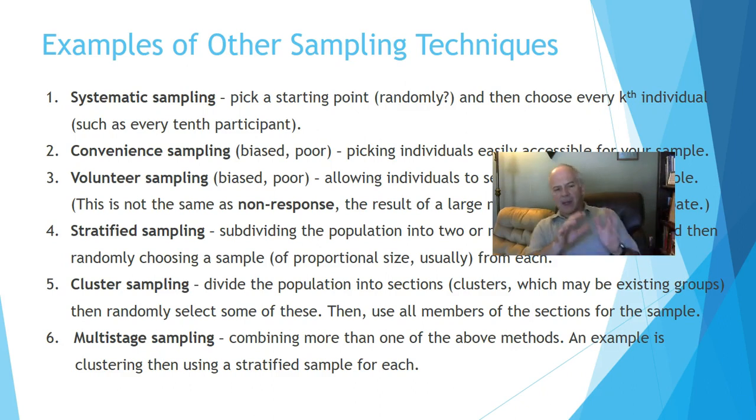All right, so anyway, now multi-stage sampling is when you're combining 2 or more of these methods. So here's an example. Suppose you use clustering and then you also use stratified sample. So you use clustering, but then you also make sure that the racial categories are all matching the population demographics. Okay, so there's an example of that.